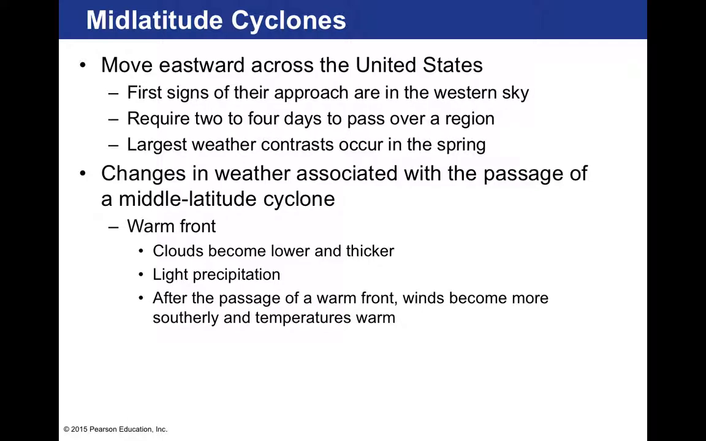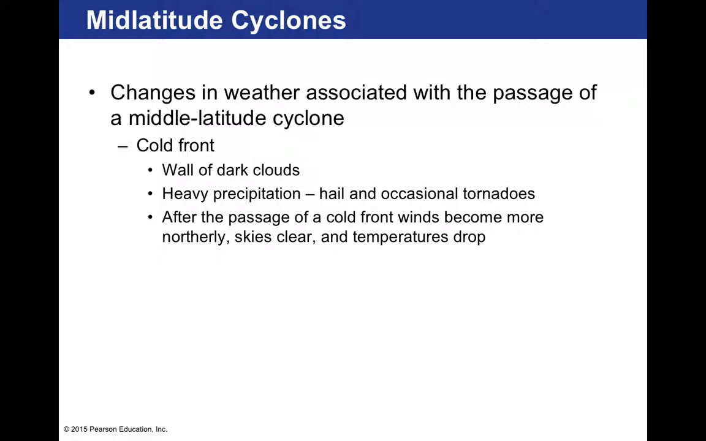So, changes in weather with the passage of a middle latitude cyclone. You can have a warm front. Warm fronts are associated with clouds becoming lower and thicker, and they usually take a longer time to pass by, and they're associated with light precipitation. If you've ever had a few overcast days with drizzly, cold weather, that's usually associated with a warm front. A cold front is where you usually have a wall of dark, tall clouds associated with heavy precipitation, hail, and occasional tornadoes. After the passage of a cold front, usually the sky's clear, but the temperatures drop, and the weather in that area is associated with a high pressure system.